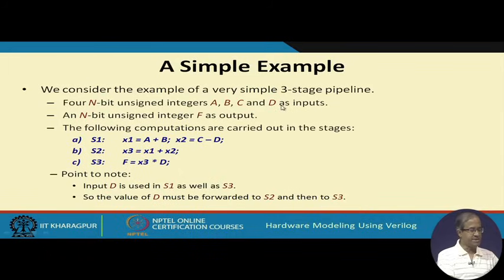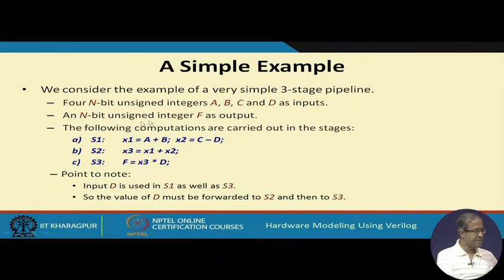So, all these a, b, c and d are multi-bit vectors. Let us in general call it n. So, we can define a parameter to fix some value of n later. Similarly, f is also an n bit vector which is the output. Now, the computation that is done is as follows. First, a and b are added, the result is stored in another temporary variable x1, d is subtracted from c, we store the result in x2, then this x1 and x2 are added to another variable x3, finally x3 and d are multiplied to get the final result.